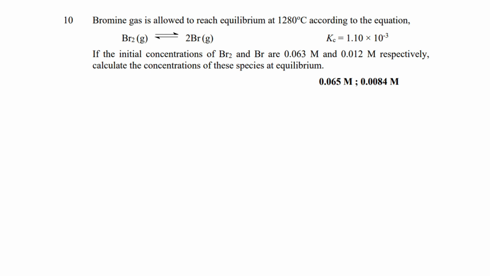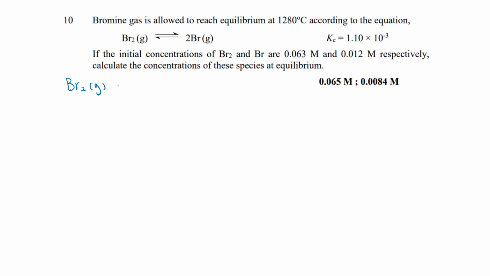So you are given the Kc now. So this one we have to find the value of X. We make the ICE table. We are not finding the value of Kc, we find the value of X, because we have the value of Kc. So we first write the equation to produce the ICE table.